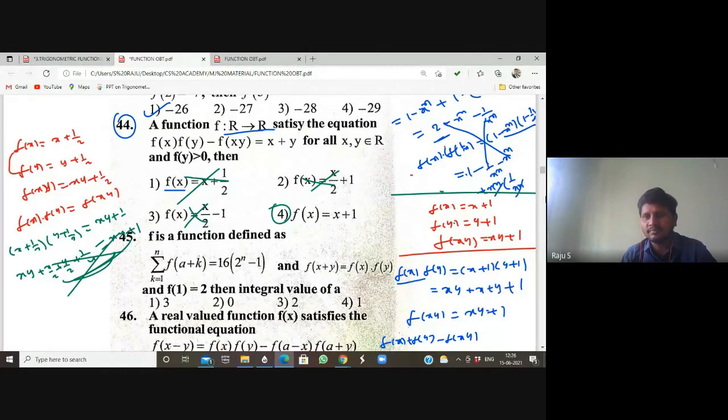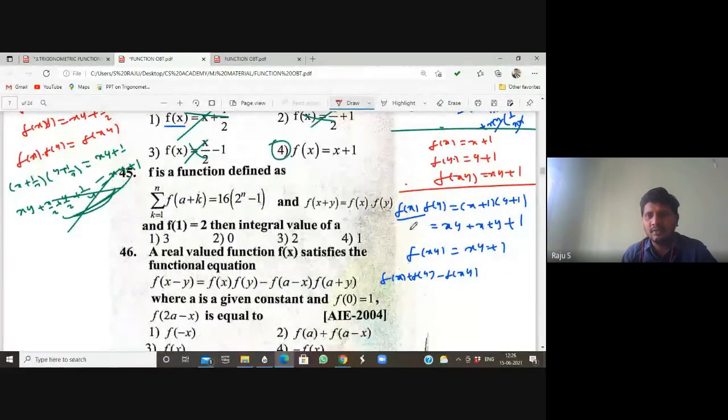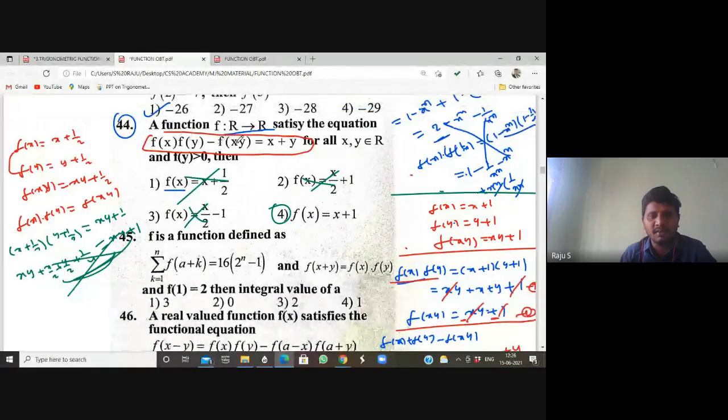Subtract this from this. When I subtract here, this is equation 1, this is equation 2. Solve this. f of x into f of y minus f of xy: xy gets cancelled, the remaining value 1 gets cancelled, and the remaining value is x plus y. That's it. We got the answer. So f of x into f of y minus f of xy is equal to x plus y for the fourth option.